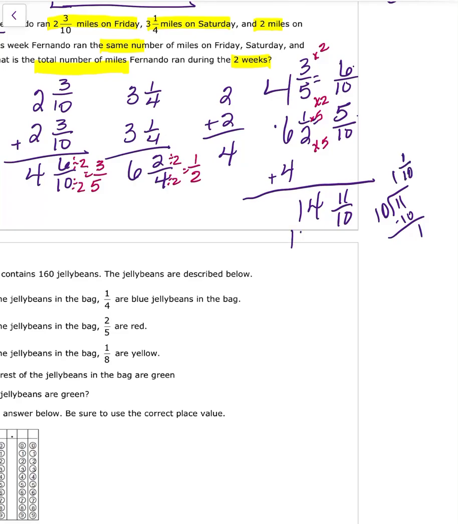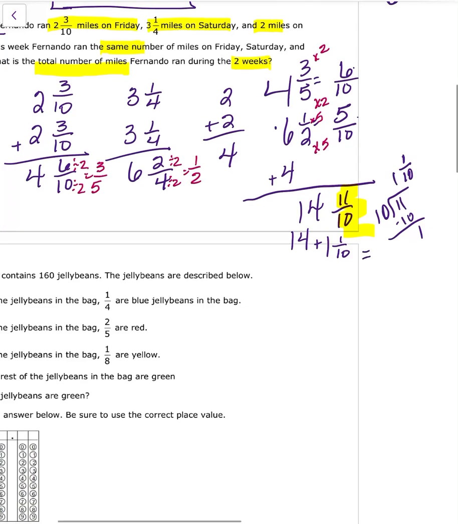So we had our 14 wholes. 11 tenths equals 1 and 1/10. So we have to add those together. So altogether, that's going to give us 15 and 1/10 miles.